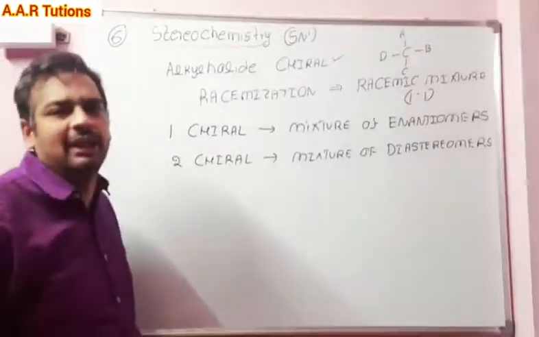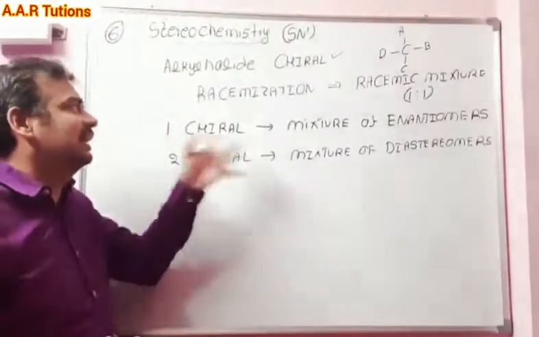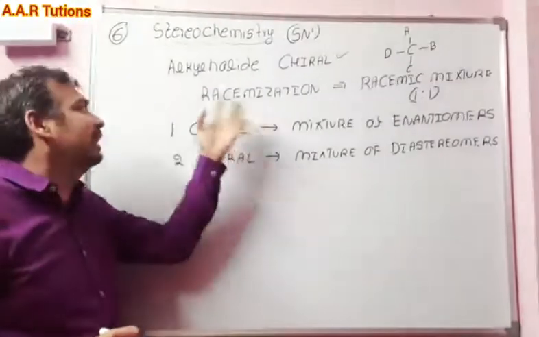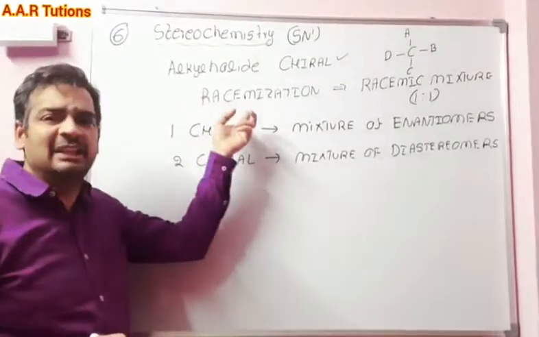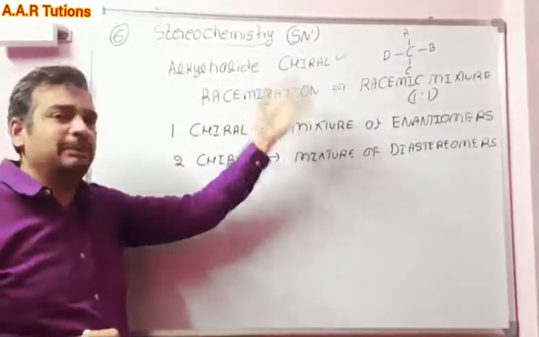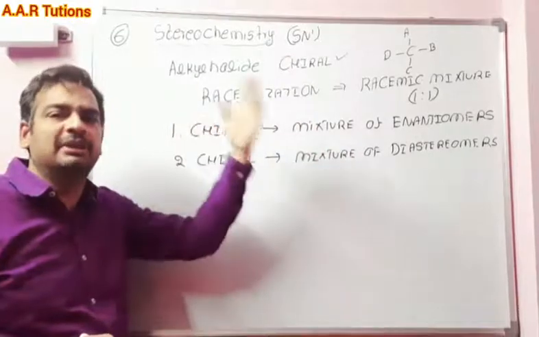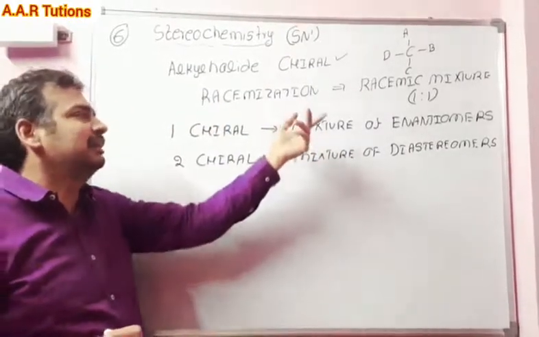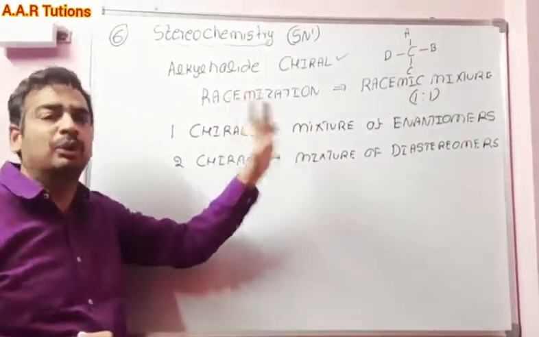That is said to be chiral. Whenever an alkyl halide is chiral, in an SN1 reaction, racemization will take place. In racemization, a racemic mixture will form. Racemic mixture means if you take one isomer, we will get a mixture of isomers. Theoretically, racemic mixture means a 1:1 ratio of two isomers.